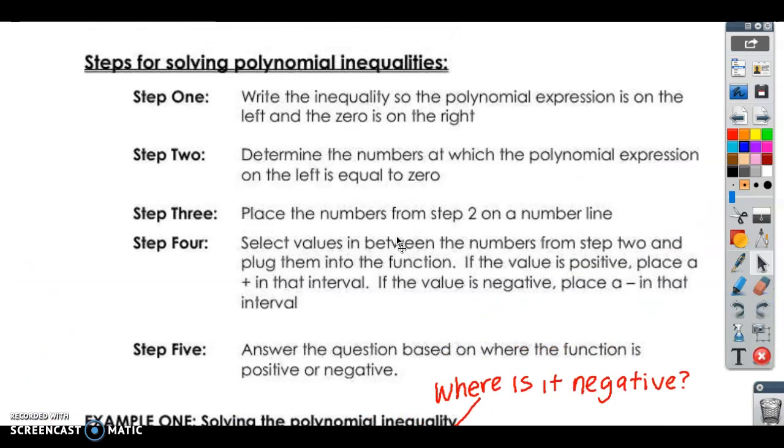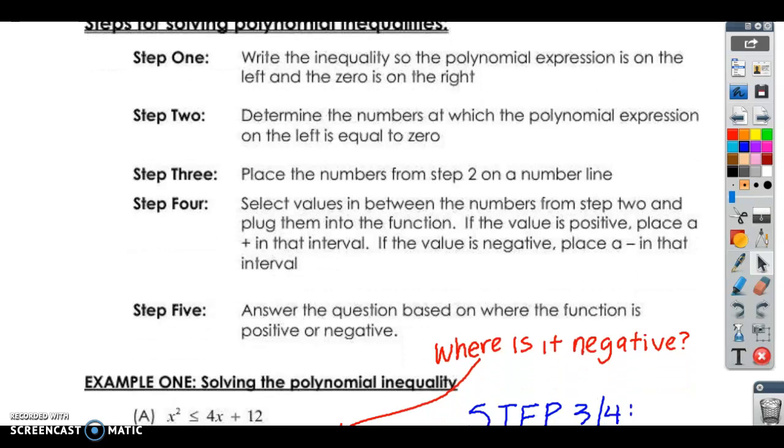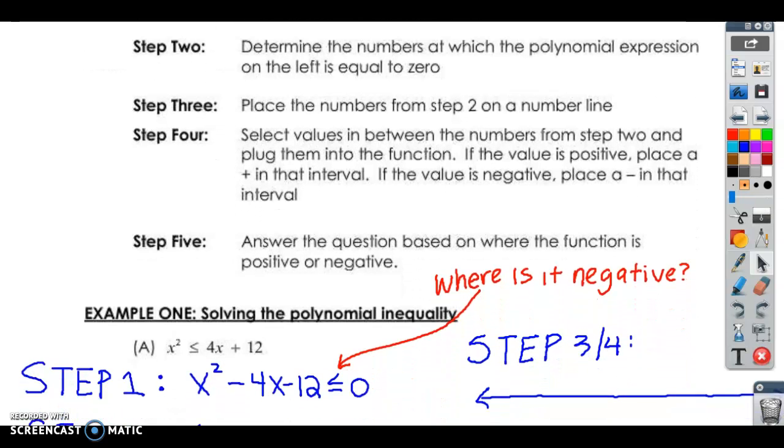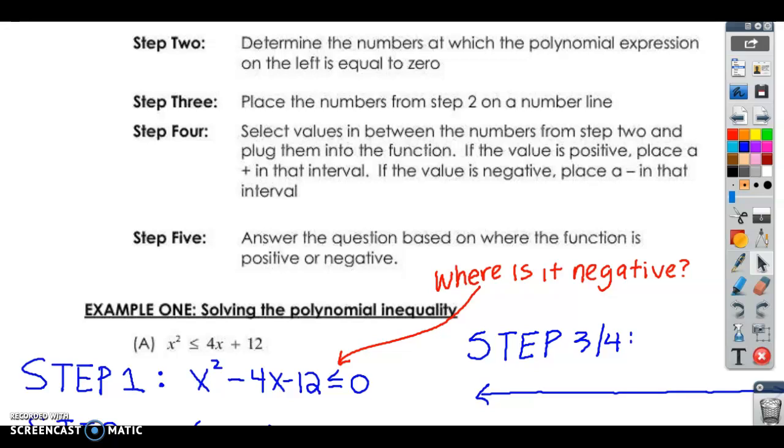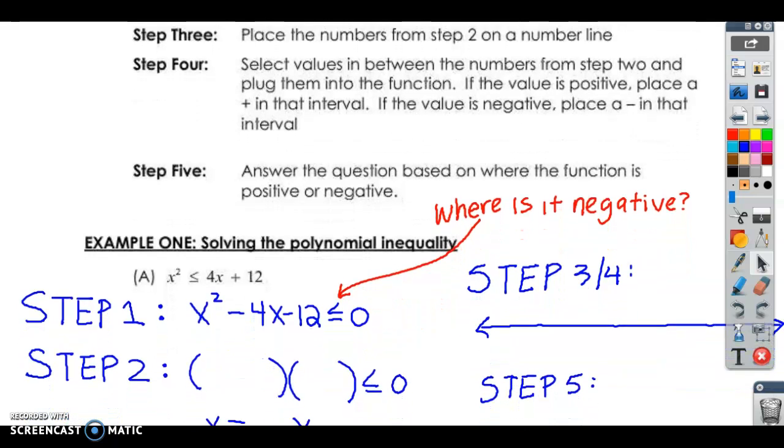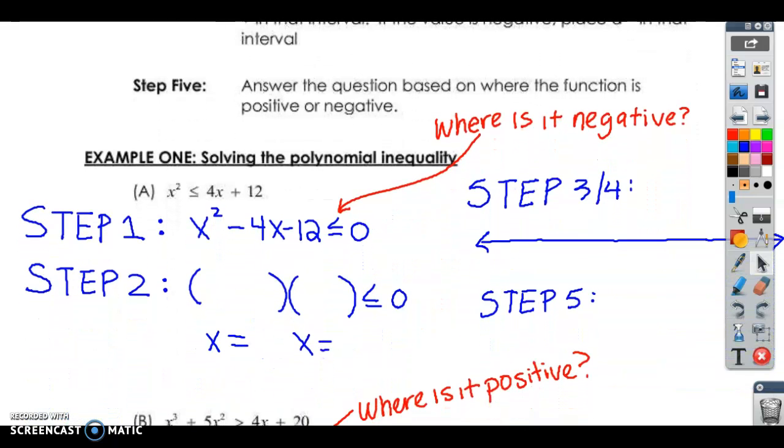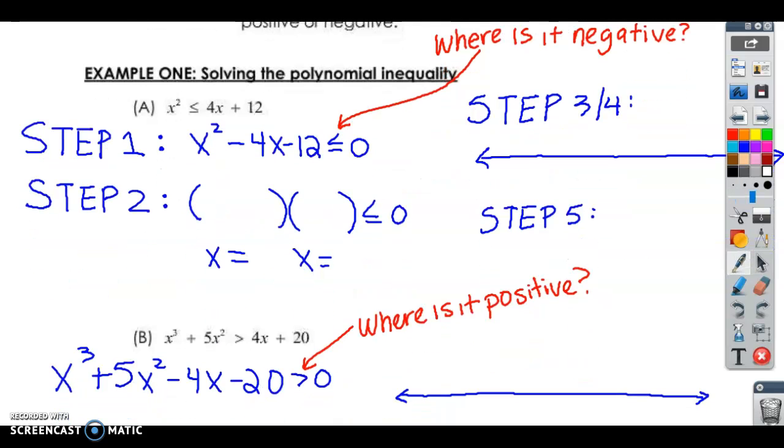Once you have it factored, then you're going to place the numbers from step 2 on the number line, and then select the values between the numbers and determine whether the graph is above the x-axis or below the x-axis. And that's the tricky part. And then you're going to answer the question based on what you have on the number line here. Now, how we've been normally doing this, before I go ahead and start, is by taking a look at the graph. So let's go ahead and do that.